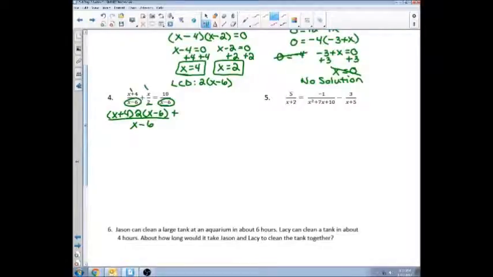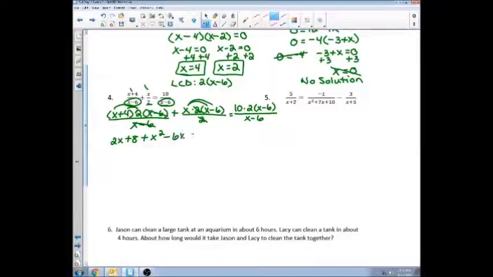Plus, now I have to look at my second fraction. X times 2 times x minus 6 over 2 is equal to 10 times 2 times x minus 6 over x minus 6. I'm going to simplify each fraction individually. So x minus 6 and x minus 6 can cancel. Take 2 times x, which is 2x. 2 times 4, which is 8. And the second fraction, I can get rid of the 2's. So I have x times x, which would be x squared. X times negative 6, which is negative 6x, is equal to.